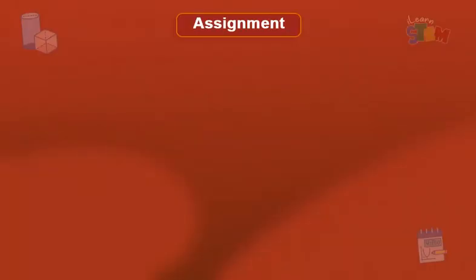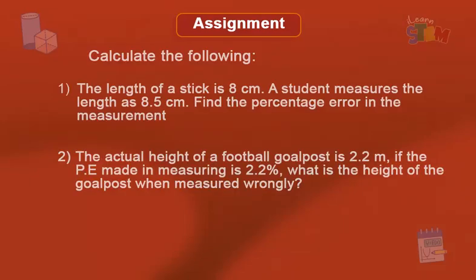Assignment. Write down the assignment below and try solving them yourself. Calculate the following. Take your time to walk through these questions carefully.